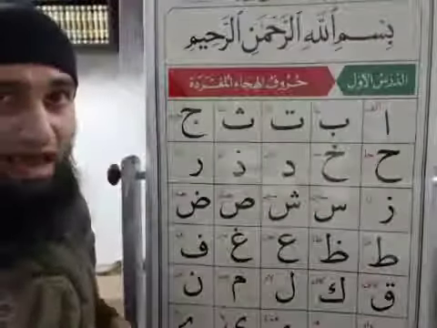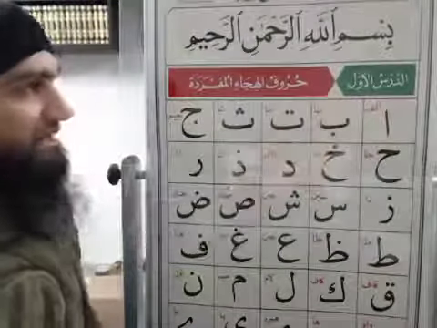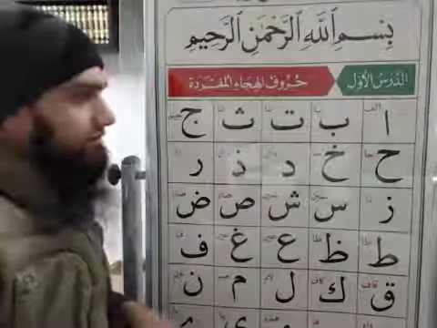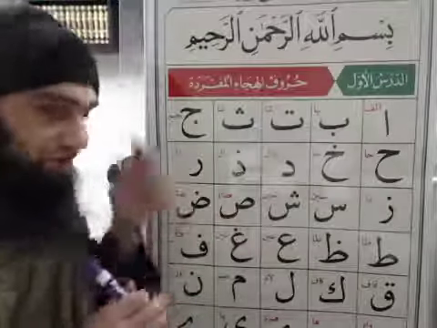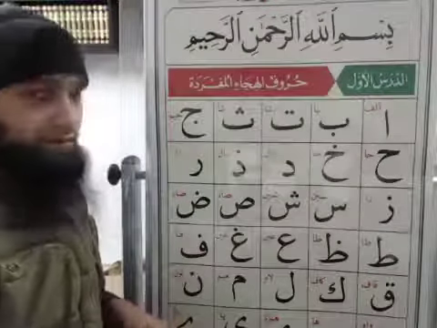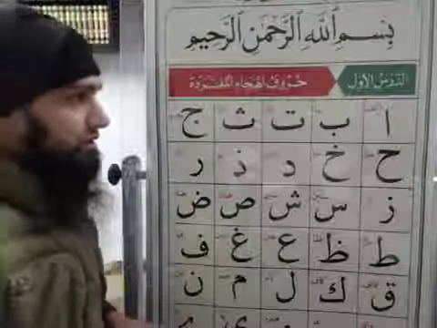Here you see each box has one individual letter. Number 1, we have the first letter, Alif. In red you have the name of the letter, and in black, these are the actual shapes of the letters. We'll begin and you just follow, inshallah.